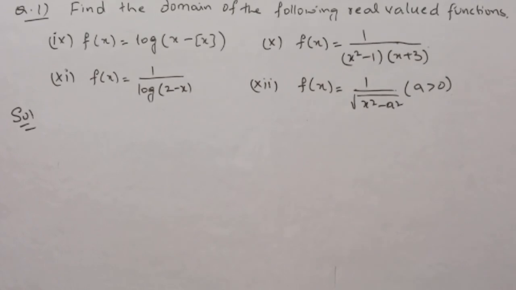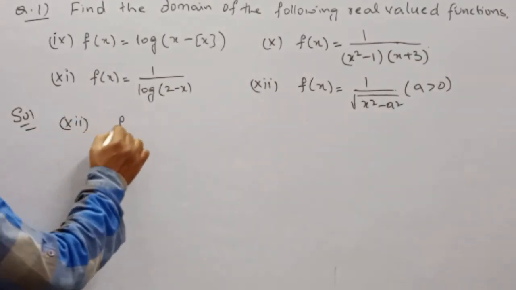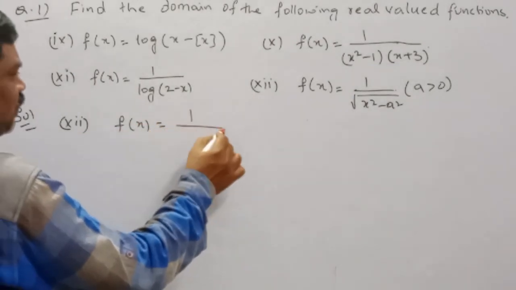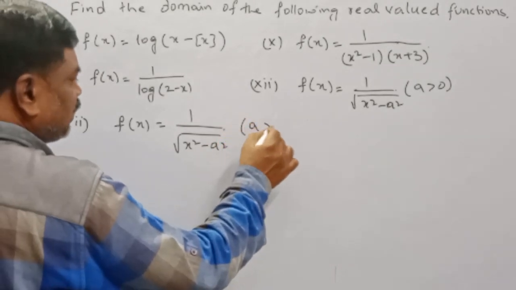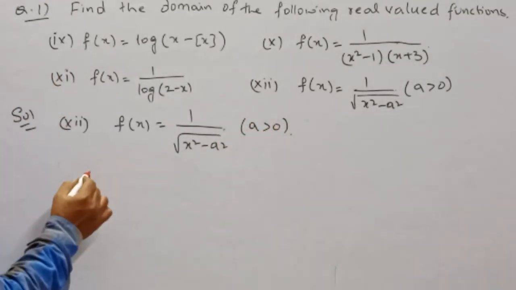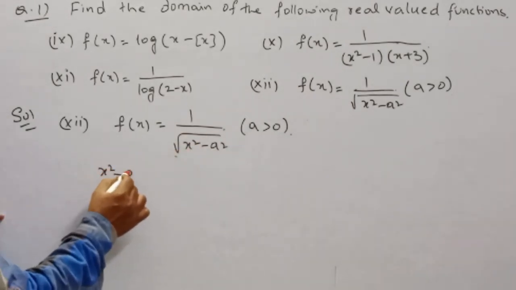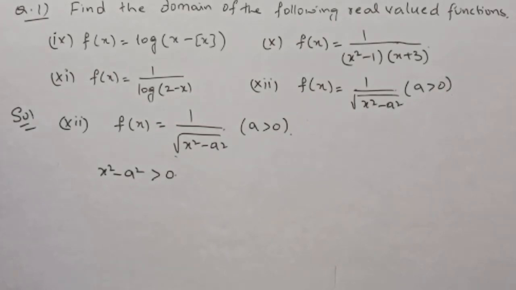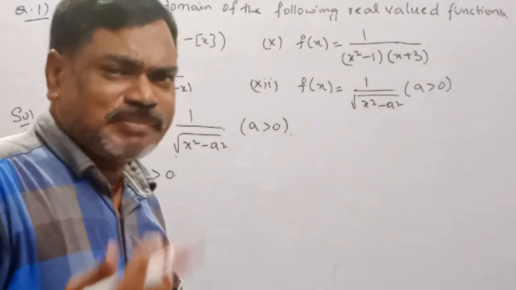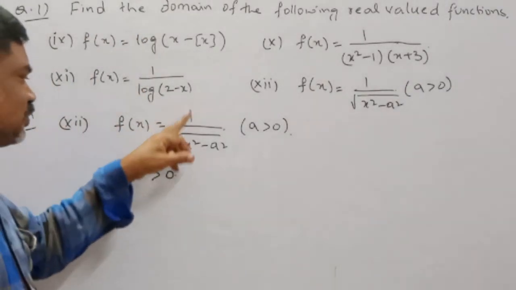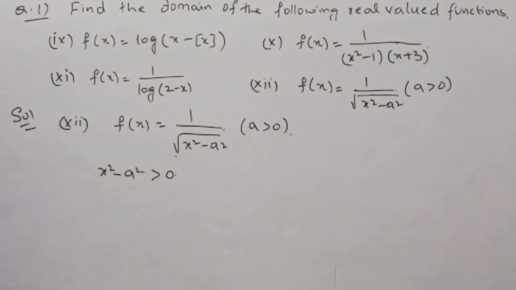Next problem, this is the 12th problem. F of x is equal to 1 by root over x square minus a square, where a is greater than 0. So here x square minus a square must be greater than 0. If less than 0, it is an imaginary number. If equal to 0, it is an infinite value. That's why x square minus a square greater than 0.